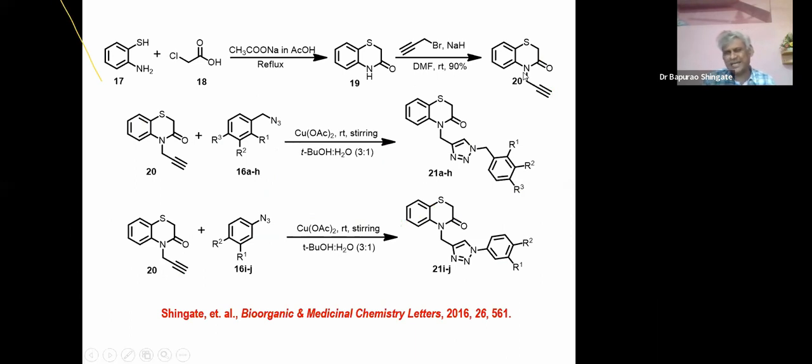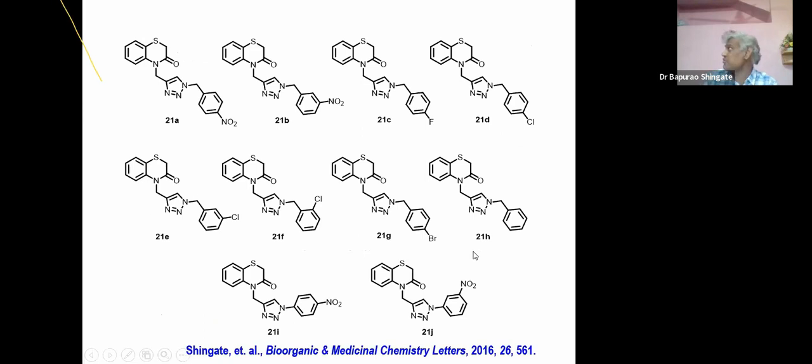We have only one alkyne. We already synthesized the benzyl azides as well as aryl azides, subjected with copper acetate in presence of tertiary butanol water solvent system under click chemistry condition at room temperature, leads to the benzothiazolone-based 1,4-disubstituted 1,2,3 triazoles, and these are the two types of compounds which we have made. And these are the structures of all the benzothiazolone-based 1,2,3 triazoles, characterized very well by use of H1 NMR, C13, HRMS as well as IR.